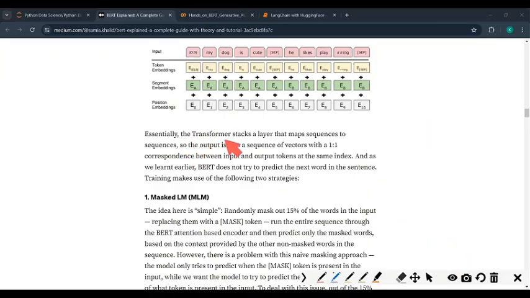Now, essentially, the transformer stacks layers that map sequences to sequences. So the output is also a sequence of vectors, with a one-to-one correspondence between input and output tokens with the same index. What is this part saying here? It is saying overall that if I have an input statement, then whatever final thing should come out for each word. First, the input statement is broken down into tokens.